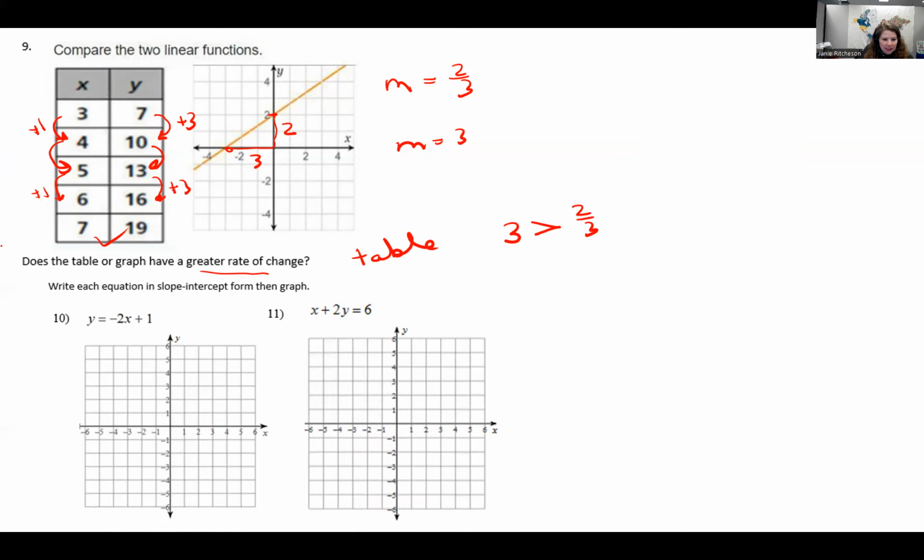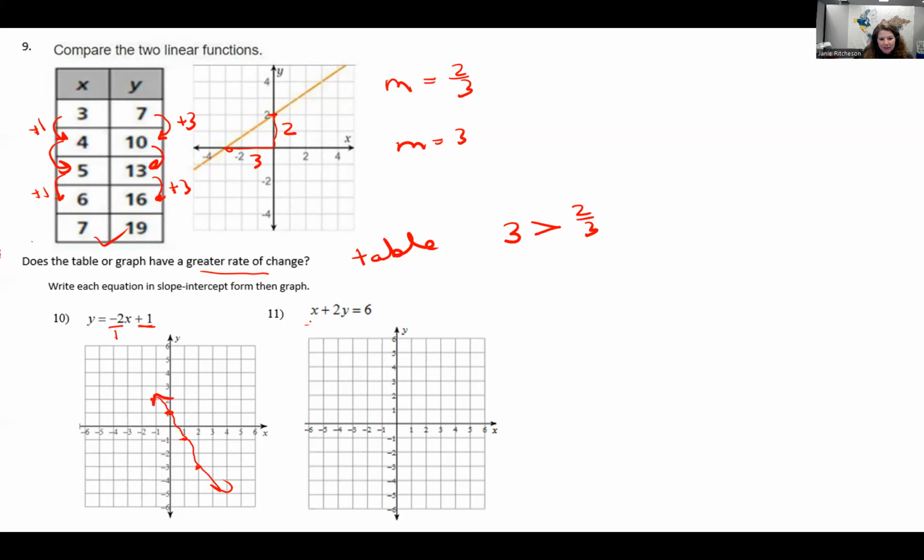So number 10 is already in slope-intercept form for us. So we're just going to start with the y-intercept. That's always where we start. And then our rise over run, 2/1, but it's a negative slope. That means we're going to go down 2, right 1, down 2, right 1. And I could do it again. And then it's nearly impossible, but I'll try to draw a straight line. Yep, impossible.